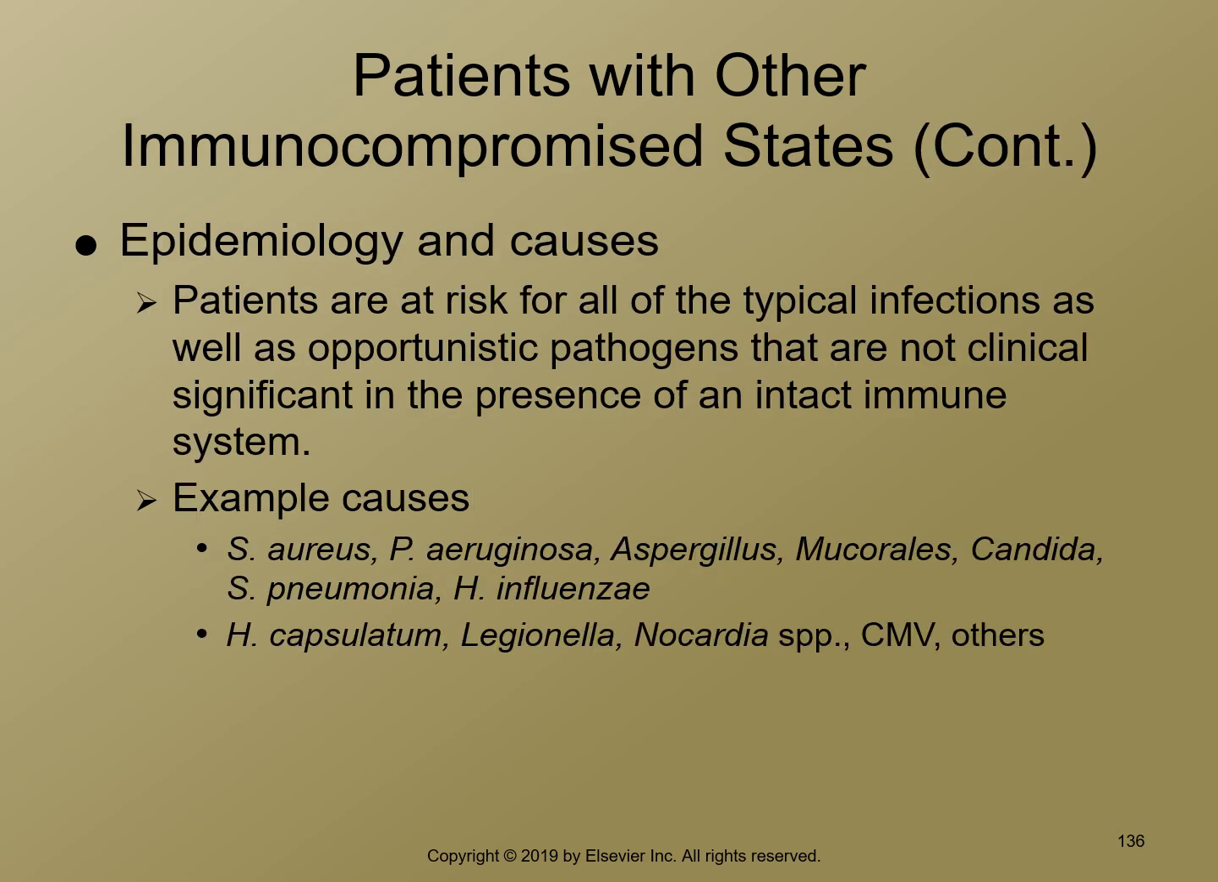Patients with compromised immunity are at risk for all of the typical infections an immunocompetent person might acquire, as well as opportunistic pathogens that are not clinically significant in the presence of an intact immune system. These organisms include Staph aureus and Pseudomonas aeruginosa and various fungi, along with different viruses and parasites.